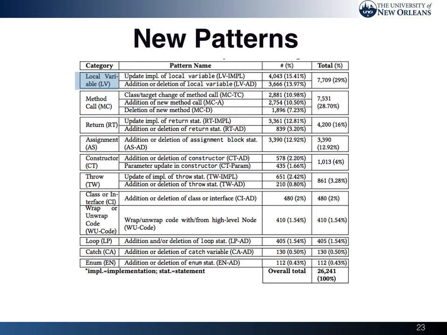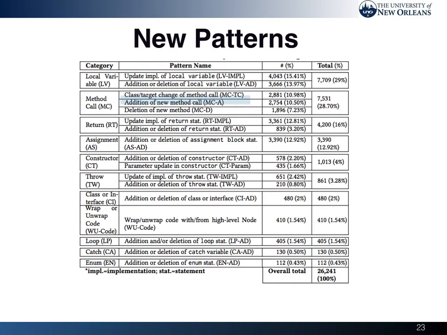Now we see the local variable category consists of the highest number of bug fixing changes, followed by the categories of method call, return statement, and assignments. Again, those 4 categories consist of almost 90% of newly identified bug fixing changes. Now, the pattern local variable implementation experiences the highest number of bug fixing changes, followed by the pattern local variable additions. The patterns return implementations and assignment addition deletion experience almost equal amounts of bug fixing changes, and that is almost 13%.